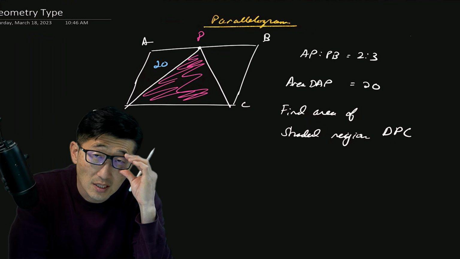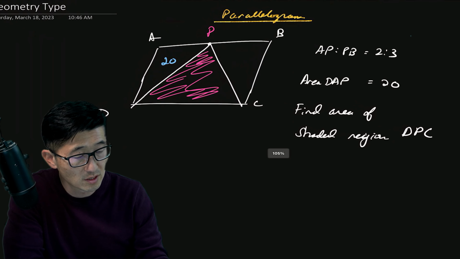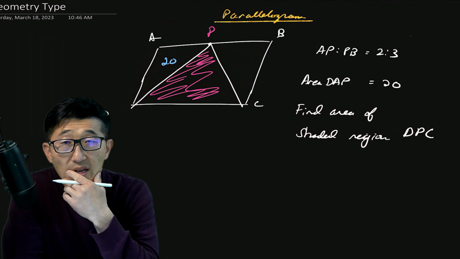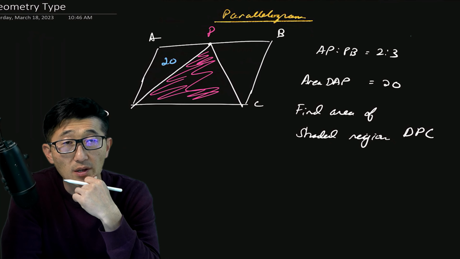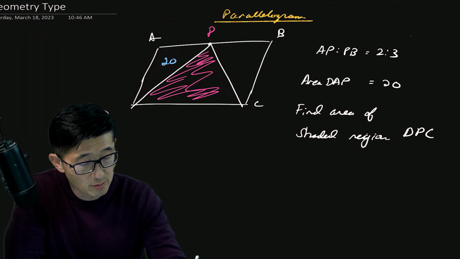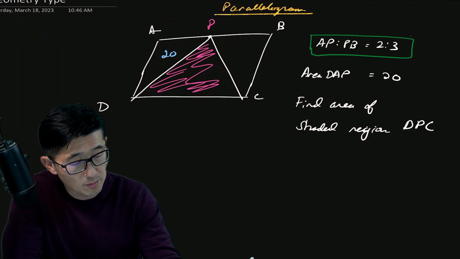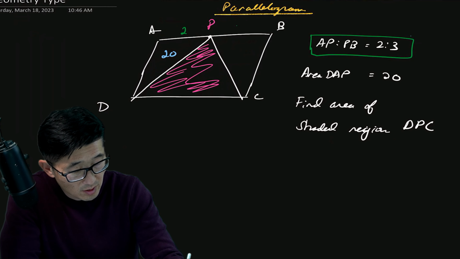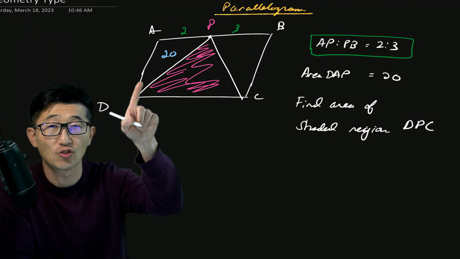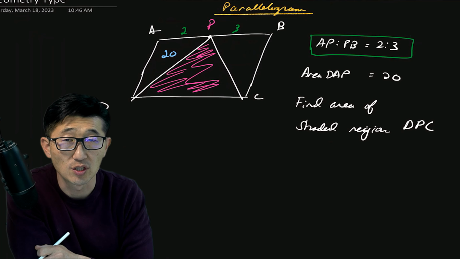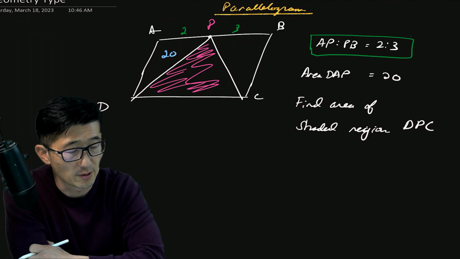Today we have a SAT type problem, a geometry type. You should see something like this frequently when you take your SATs. The picture is basically one of a parallelogram, and they're going to give you just a minimum amount of information. The ratio of the sides AP to PB is 2 to 3. And the area of DAP, which is this triangle right here, is 20. With that information, they expect you to find the area of this shaded region, DPC.